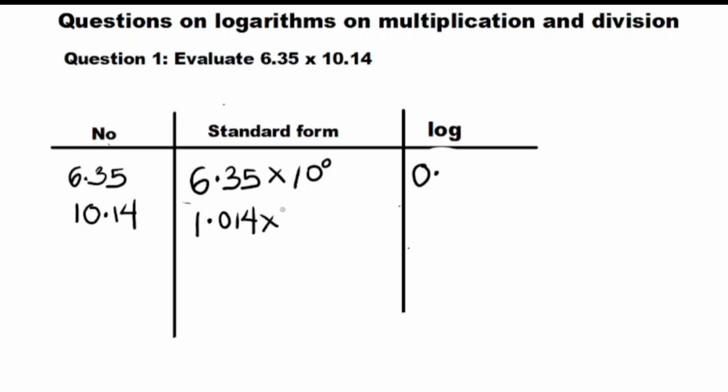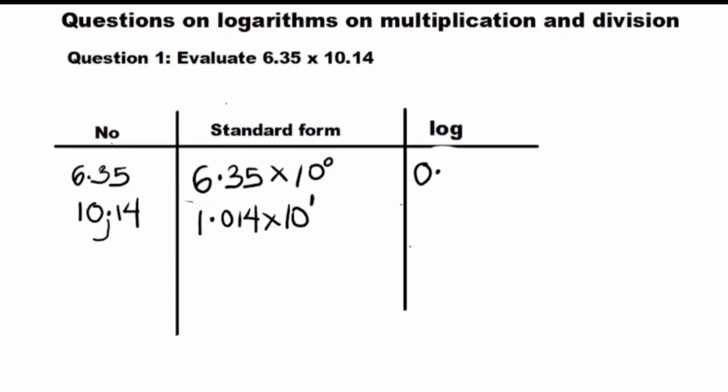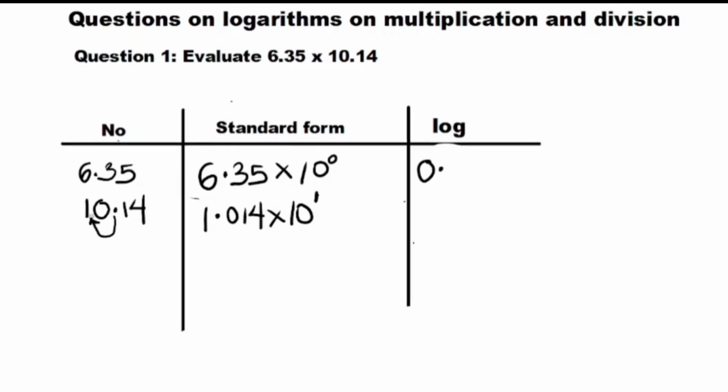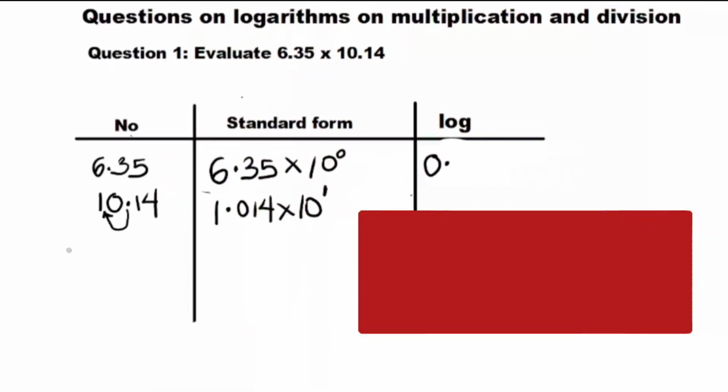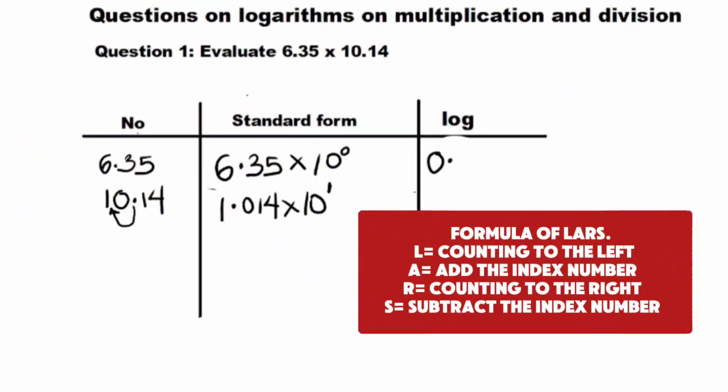If you want to transform this, it's going to be 1.014 times 10 raised to the power of 1. Why is that so? We move this decimal point from here down. That's how the decimal point works, right? If you are counting, remember my formula of LARS. I gave you guys the formula of LARS, right? What we do, we count. If we are counting to the left, it means we are going to add to the index, that's the power there. And if we are counting to the right, it means we are subtracting from the power, that's transformation.